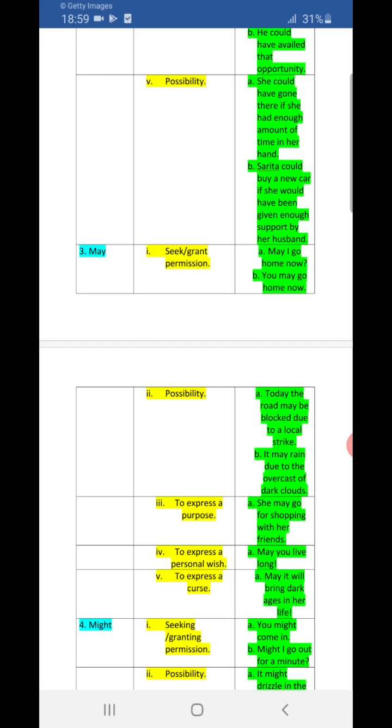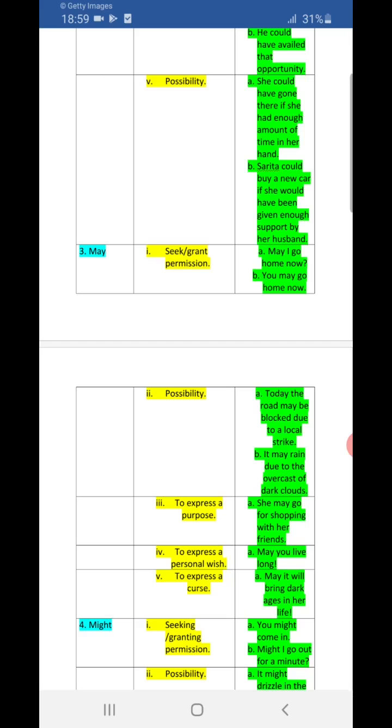Number B. It may rain due to the overcast of dark clouds. So there is a possibility that it may rain today for what? Due to dark clouds which have filled the sky.